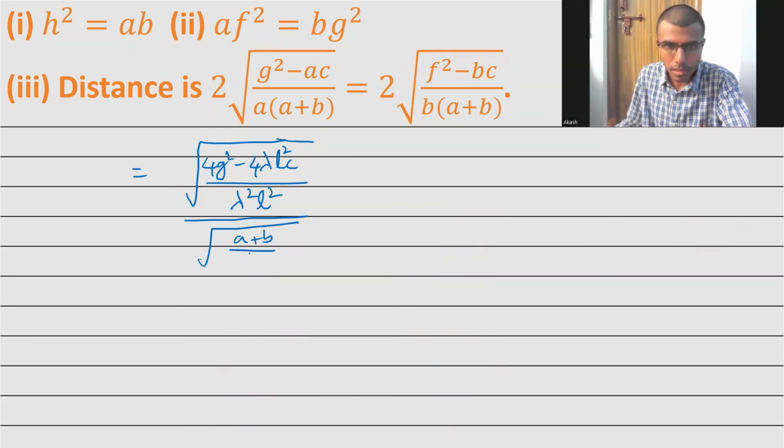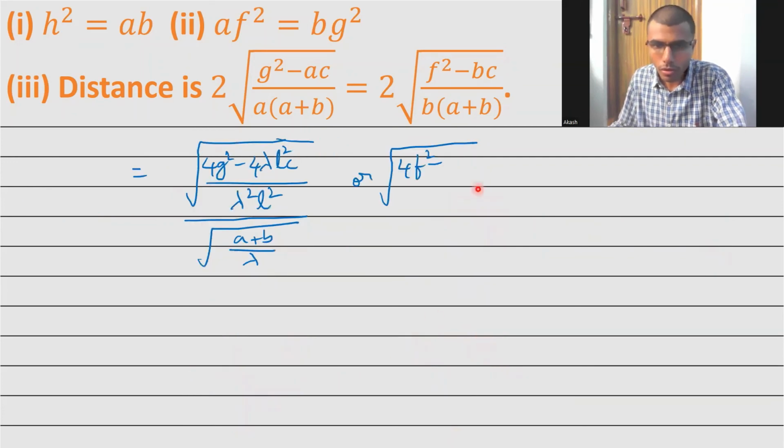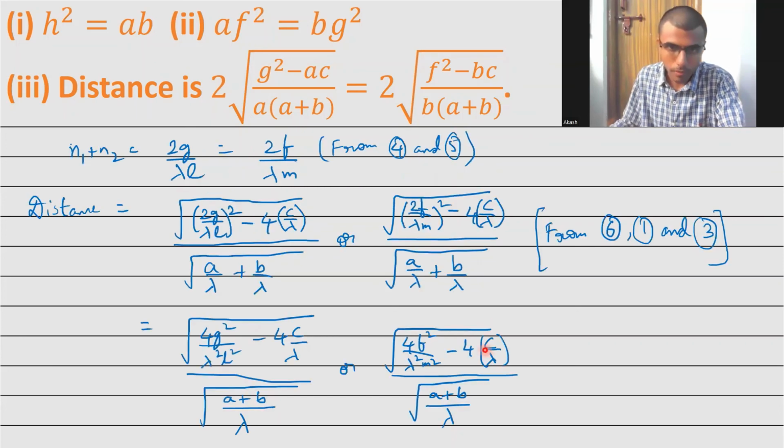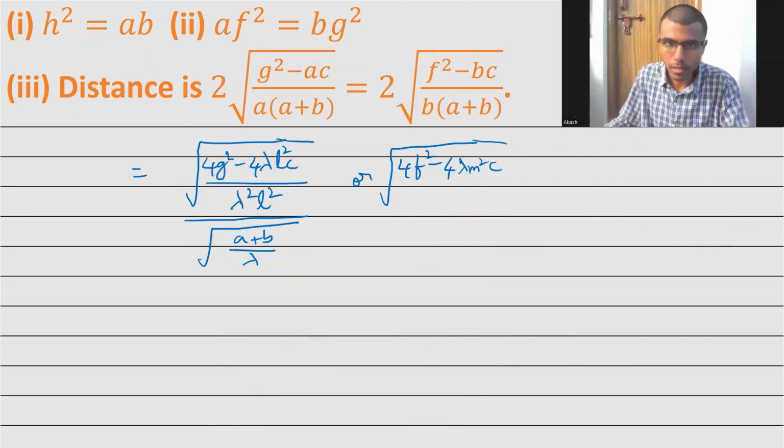Or this is nothing but equal to under root 4f square minus 4 lambda m square c, divided by lambda square m square, divided by under root of a plus b by lambda.